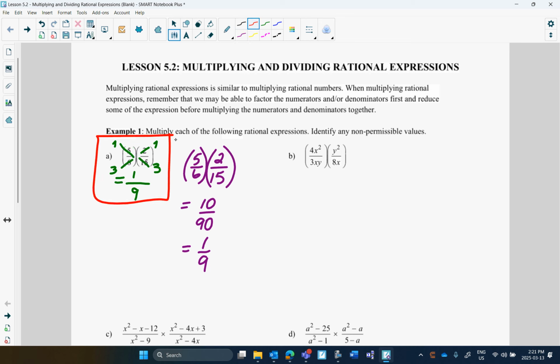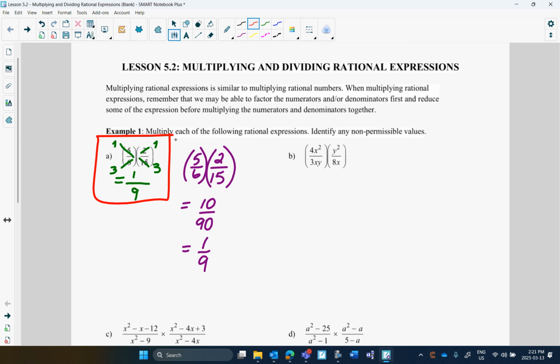knowing this, makes doing questions like this and these more complicated ones so much easier. When you reduce before you multiply. Okay, because that's really what you're doing. When you do the cross-out thing here, you're reducing. So that if you reduce everything, you don't have to worry about reducing your answer.